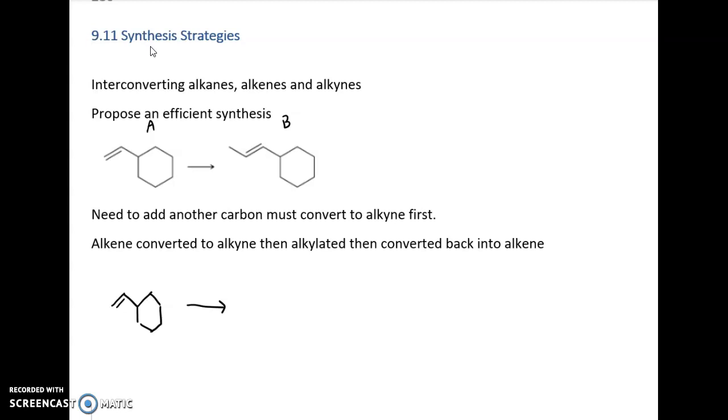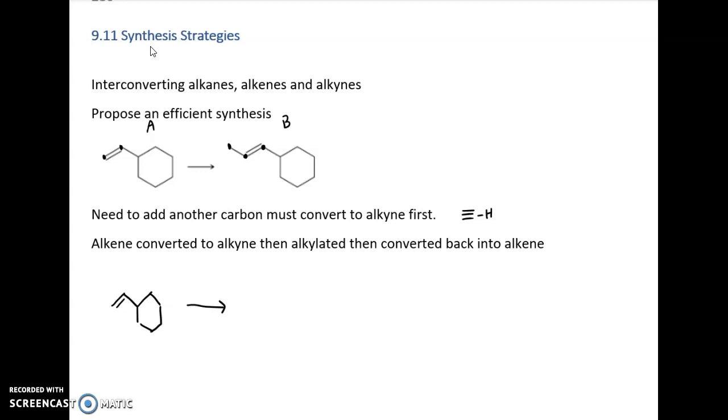The first thing you'll notice is that compound A has a carbon here and a carbon here and then a cyclohexane ring. Compound B has a carbon here, a carbon here, a carbon here. So we're going to have to add another carbon. And the only way we know how to add a carbon is to add it to a terminal alkyne. So we're going to take our alkene and convert it to an alkyne, and then we'll alkylate it and then convert it back into an alkene. So that's our general plan.